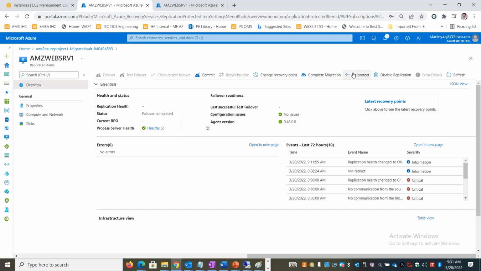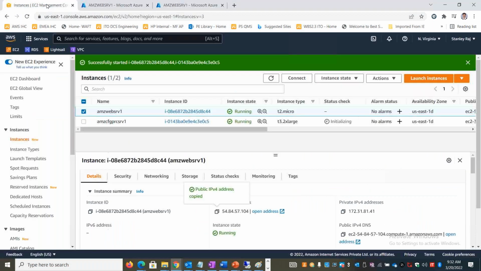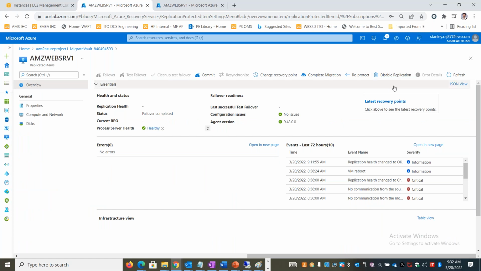And if you want to roll back, you can also re-protect it, but this is mainly for VMware and vCenter and all those options. But if you are seeing some problem today, I can just power off the Azure VM and start giving the access to the AWS VM, and we are good there. But if they identify the problem after a couple of days or after a week, then we have to re-protect and then switch over to the source machine.